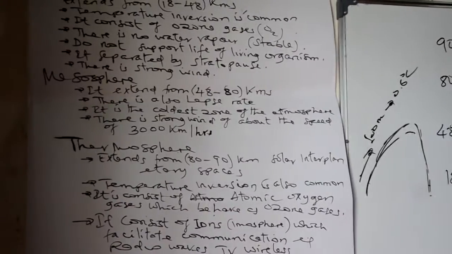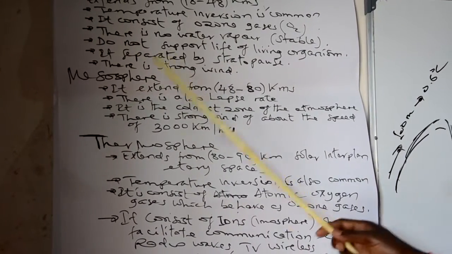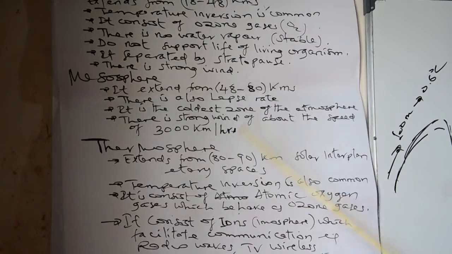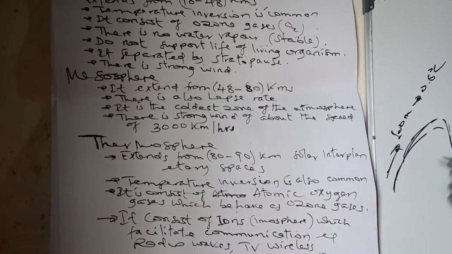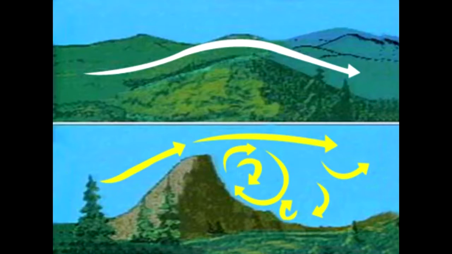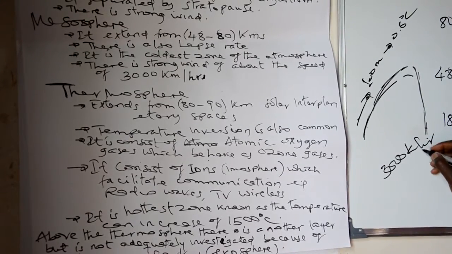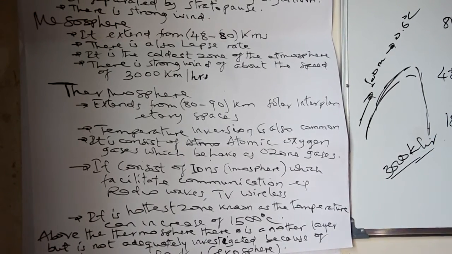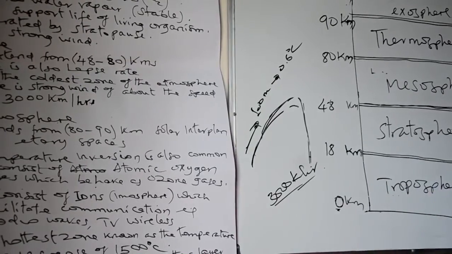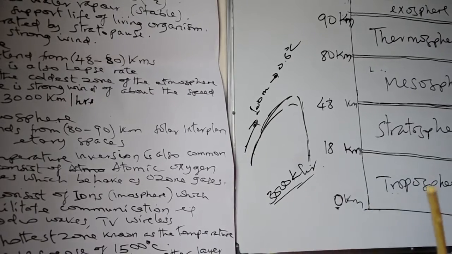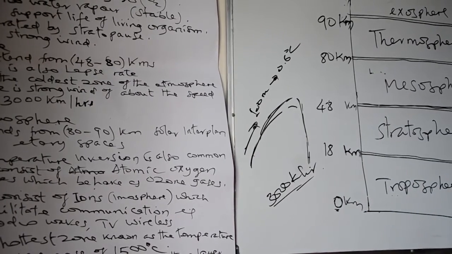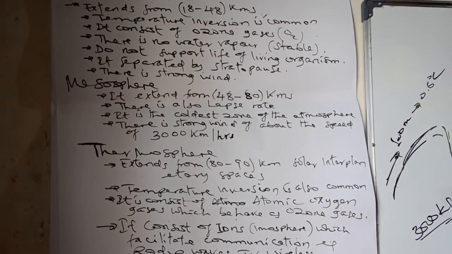Another characteristic of this layer is a strong wind with a speed of about 3,000 kilometers per hour. In the stratosphere, there is a wind of about 340 kilometers per hour, but in this layer there is 3,000 kilometers per hour, which is very strong in nature. The last characteristic of the mesosphere is that it is separated by the mesopause.